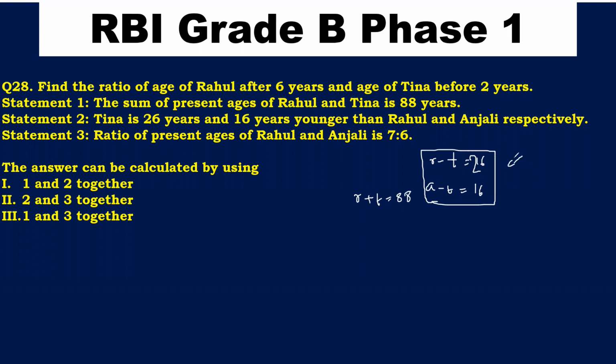But this information alone is not needed. Statements 1 and 2 together we can figure out, because we know their sum and we know their difference. So 1 and 2 together we can solve for Rahul's and Tina's present ages, and then you can solve for any ratio. And there is this option, 1 and 2 together. So you can mark this option.